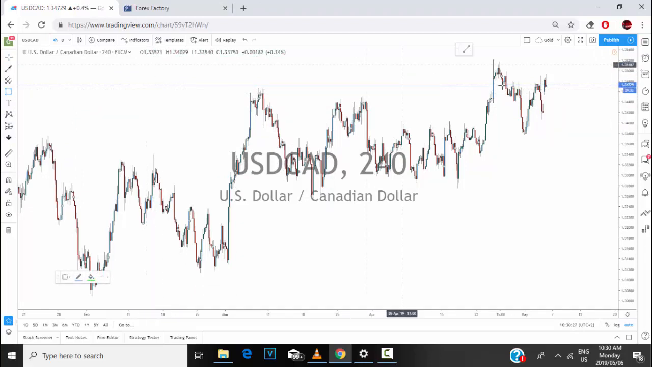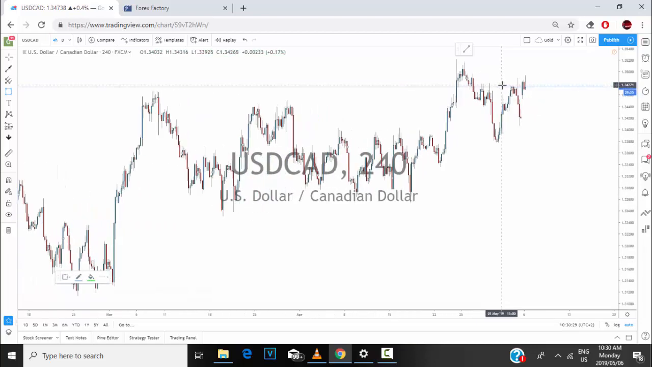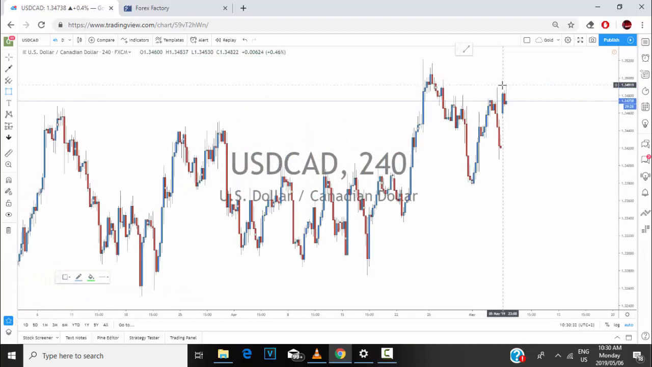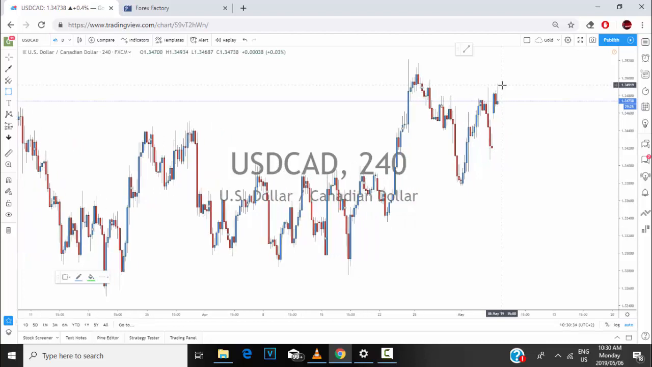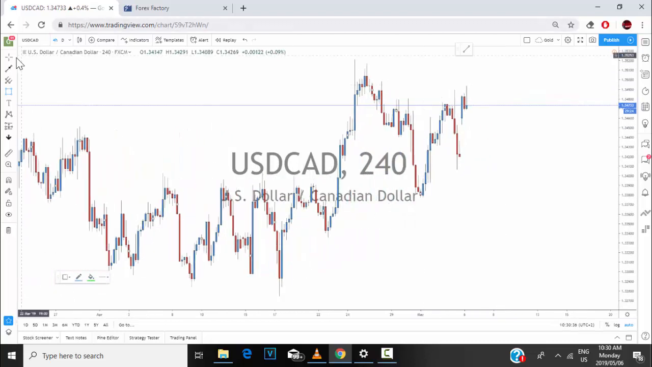Actually, this chart is very choppy, so I'm not even going to draw any support and resistance. What I'm going to do is actually just draw trend lines.